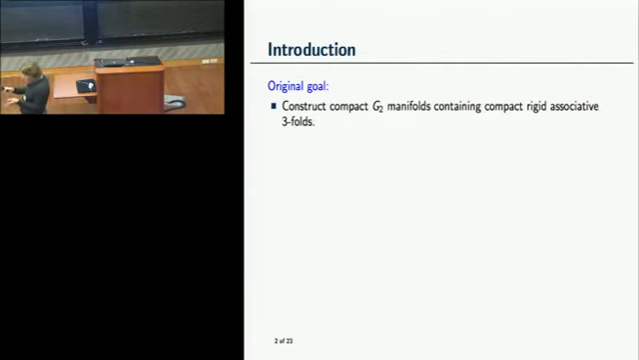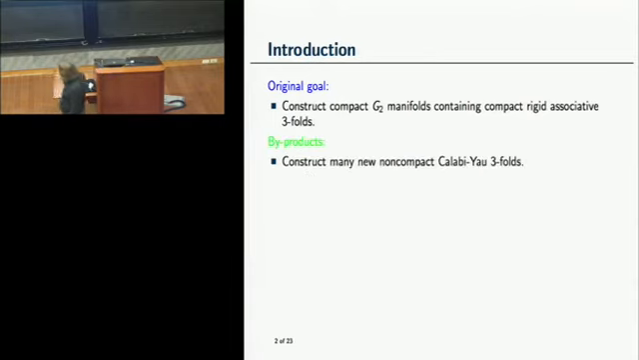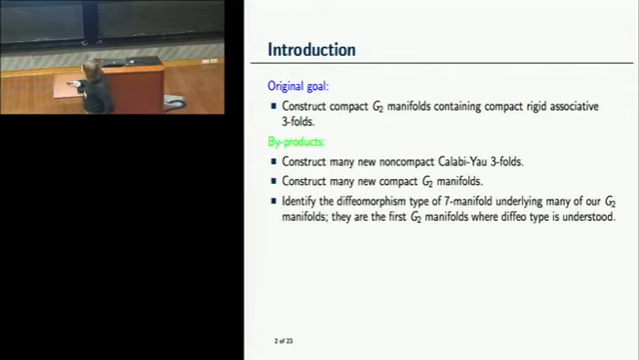Rigid means that as an associative 3-fold, there are no small deformations of it. We succeeded in doing this, and the motivation was this question in calibrated geometry. But in doing so, we discovered various other things, and I want to describe those as well today. In order to be able to do this, we had to find a lot more new non-compact Calabi-Yau threefolds. I'll try and explain why this is crucial later. Once we could do that, we could construct lots of new compact G2 manifolds, many of which will contain rigid associative threefolds.